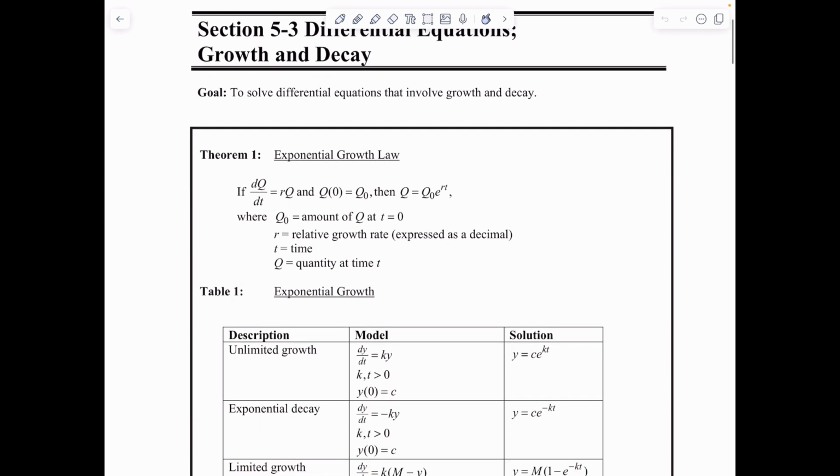So our first theorem, the exponential growth law: if dQ/dt = rQ and Q(0) = Q sub naught, that's our initial value, then Q = Q sub naught times e^(rt). Q sub naught is the amount of Q at time 0, our initial value. r is our growth rate, which we always express as a decimal. t is time, and Q is the result, the quantity at whatever time t we're choosing.